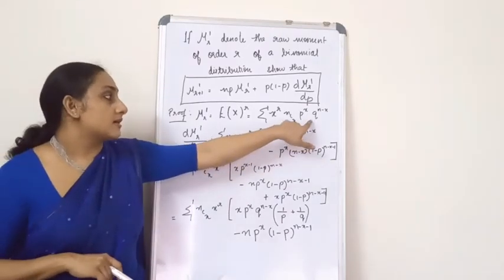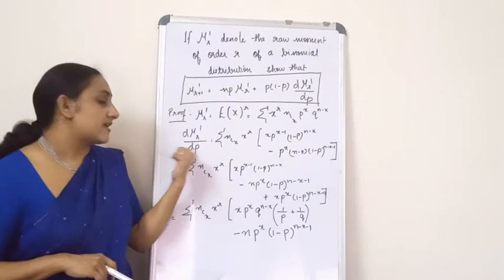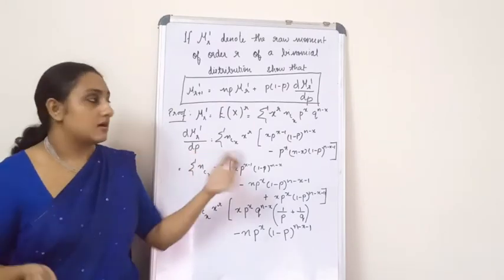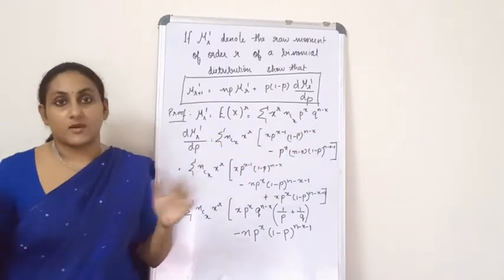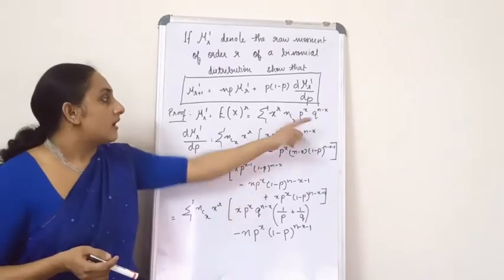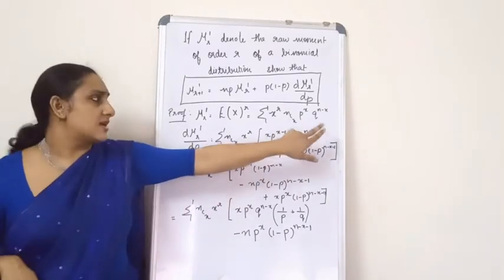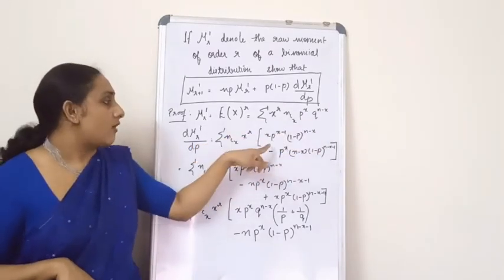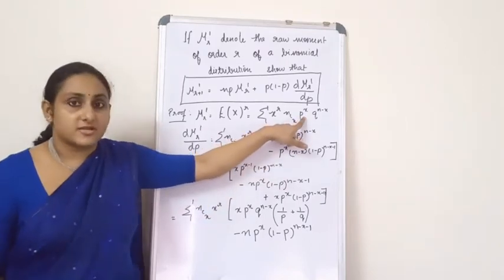So instead of q, since I am going to differentiate with respect to p, I am going to convert this q as 1 minus p. Okay, so I hope you all know how to differentiate these two terms, right? How? So first I am going to differentiate p raised to x.